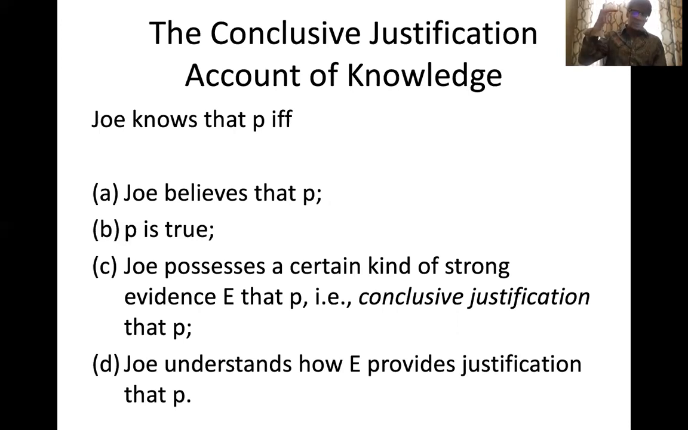So not only does Joe have conclusive justification, it is also the case that Joe can demonstrate how his evidence provides justification that P. Potentially, someone could have evidence for a given proposition but not be able to demonstrate exactly how that evidence provides justificatory support for the proposition in question. So you have to have conclusive justification, and you understand the connection between the evidence and the belief in question. You've got to be pretty smart to do this. This is pretty demanding when it comes to knowledge.